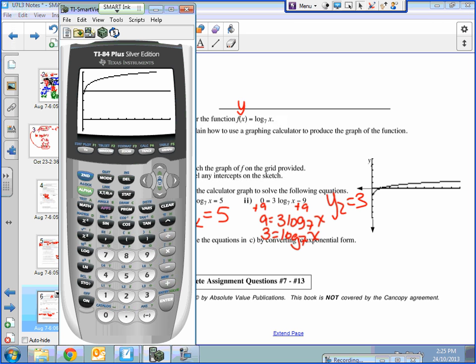Does yours work? If one of yours doesn't work, just let me know, okay? Because we can figure this out. Okay, go to your y equals. Is this what you have in your y equals? Log of, it goes log bracket x bracket divided by log bracket 7 bracket.